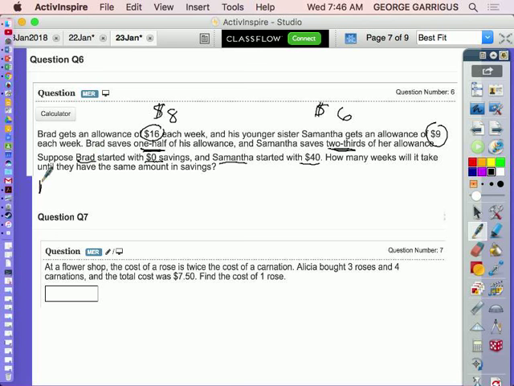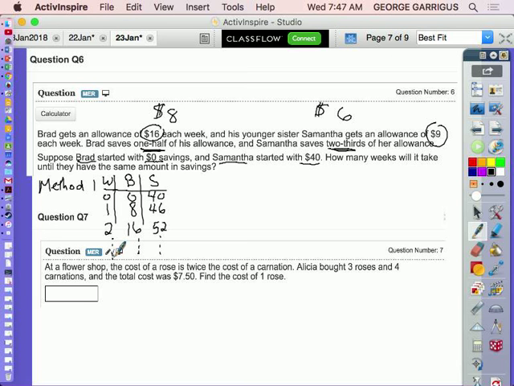Some people tried method 1, where they started with a table and they had Brad and Samantha and the weeks. And so they started at week 0, Brad had 0, Samantha had 40. And then they did week 1, Brad saved $8 and she saved 6, so she was at 46. And then they did week 2, he's at 16. But this is pretty tedious. She saves $6 more, she's at 52, and you keep going until you get a matching week, where both their savings are the same.